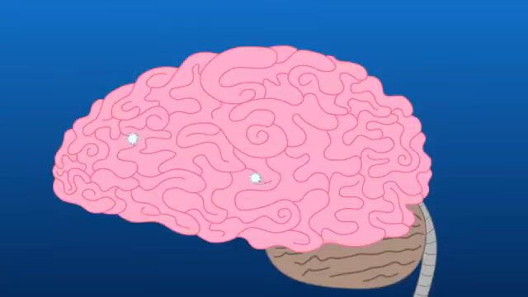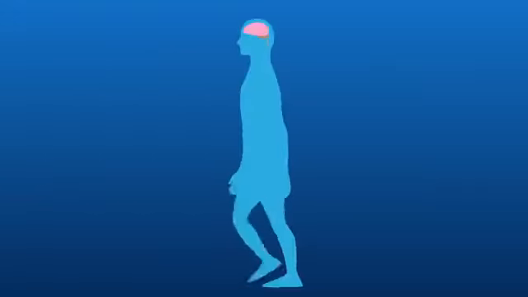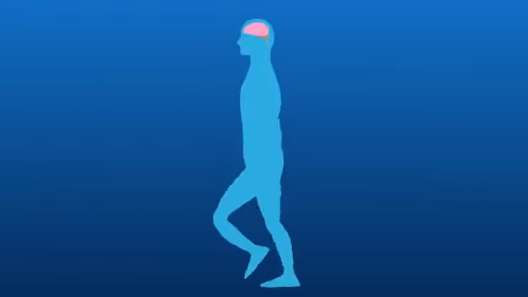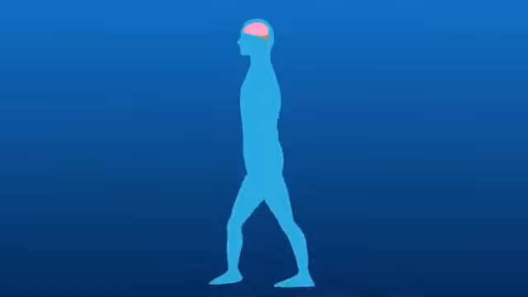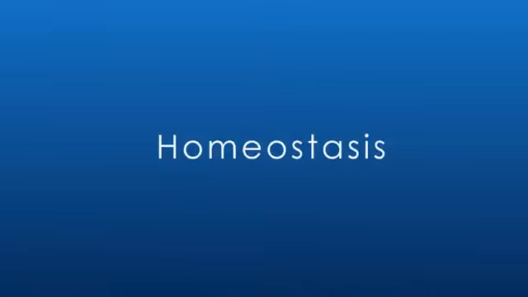Sensors all around the body are measuring various things and sending the information back to the brain. The brain then does its best to keep all these things stable and constant to keep the body working properly. This is homeostasis, maintaining a constant internal environment.